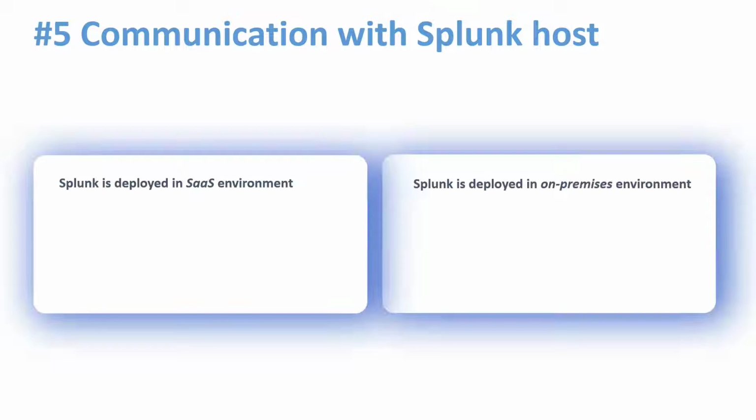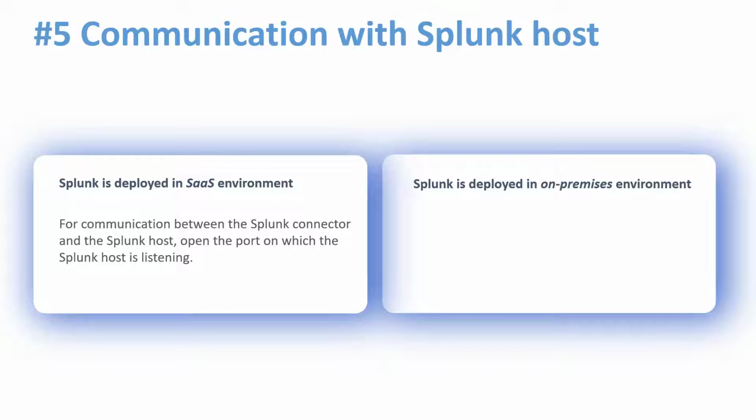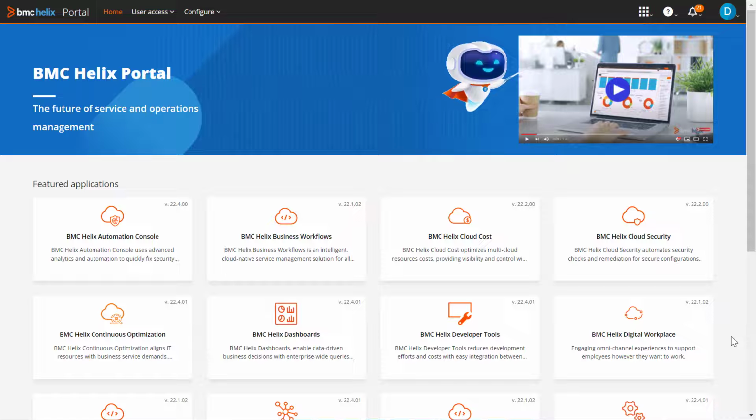In addition to the report prerequisites, depending on the Splunk deployment, do one of the following. If Splunk is deployed in your SaaS environment, to allow communication from the egress IP, that is where the Splunk connector is available, to the Splunk host, open the port on which the Splunk host is listening. Request the egress IP of your tenant from BMC software if you don't already have it. If Splunk is deployed in your on-premises environment, you need to deploy the BMC Helix Intelligent Integrations gateway by downloading the script from the UI.